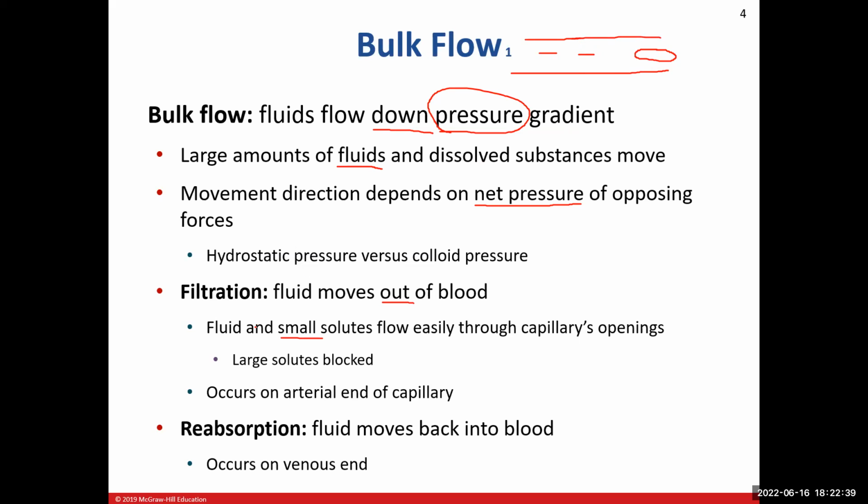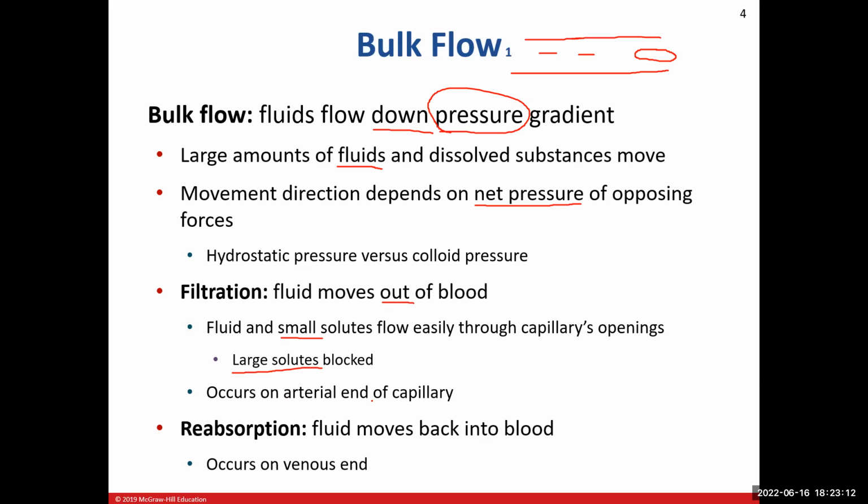But the nice thing is that the large solutes are blocked. Well, what's an example of a large solute? Well, how about a red blood cell? How about white blood cell? How about proteins? Okay, so we want to keep those in those blood vessels here. So we're going to normally see filtration at the arterial end of a capillary. Because if you think about it, a capillary is going to be these blood vessels that are found in between your arteries and your veins. So you'll see a certain kind of mixing of blood.